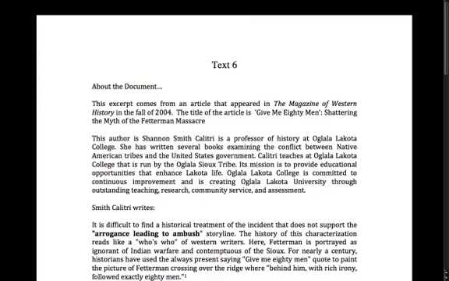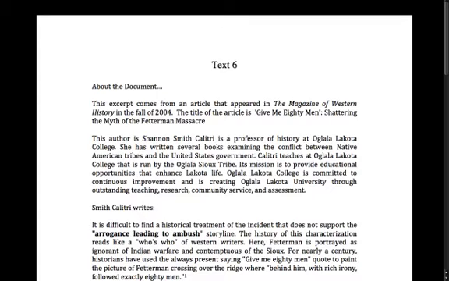This excerpt comes from an article that appeared in the Magazine of Western History in the fall of 2004. The title of the article is "Give Me 80 Men: Shattering the Myth of the Fetterman Massacre." The author, Shannon Smith Calteri, is a professor of history at Oglala College. She has written several books examining the conflict between Native American tribes and the United States government.